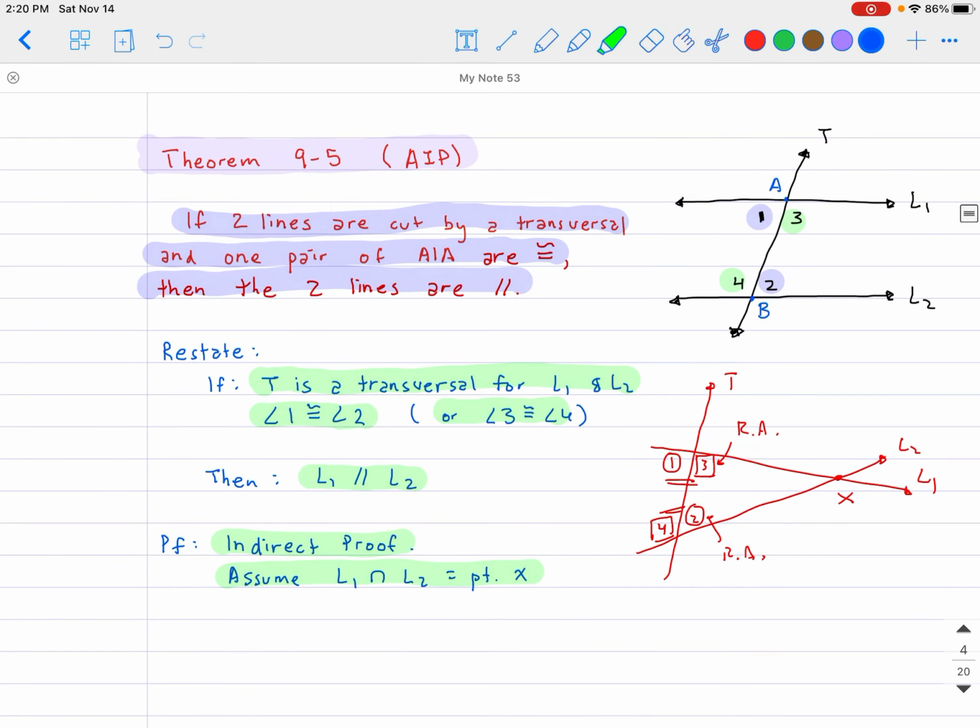The reason why we call it AIP for short is that AI stands for alternate interior, and P stands for parallel. So if you have 2 angles that are alternate interior angles and they are congruent to each other, then you can prove parallel. Now, thinking ahead a little bit, that means that maybe there's something called PAI, meaning if 2 lines are parallel to each other, I'd like to think that their alternate interior angles are going to be congruent to each other as well, basically the converse of this.